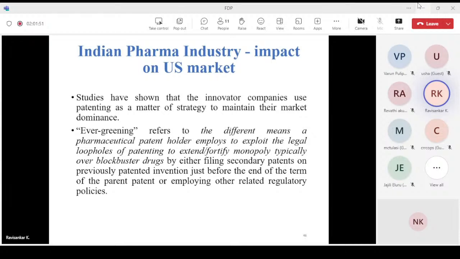This is the growth of the pharma sector over the last 5 years. And coming to the import and export of pharmaceuticals, if you see, the exports are increasing year by year.